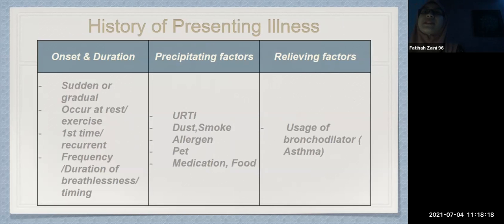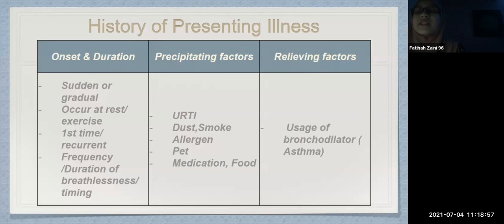In terms of history of presenting illness, it is very important to know in detail regarding the onset and duration of breathlessness, whether it is sudden or gradual in onset. Sudden is usually due to asthmatic attack or pneumothorax, while gradual is usually caused by congenital heart disease and anemia. And then whether the breathlessness occurs at rest or is exercise induced. We need to know that because we need to assess the severity, whether the breathlessness is the first time or a recurrent episode, such as in acute exacerbation of bronchial asthma, and then the frequency, duration of breathlessness, and timing.